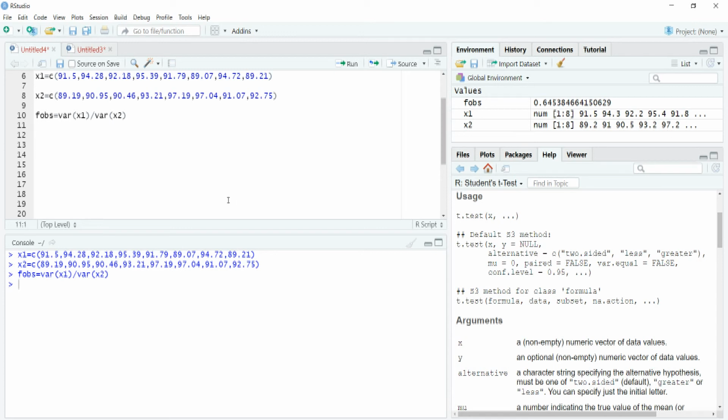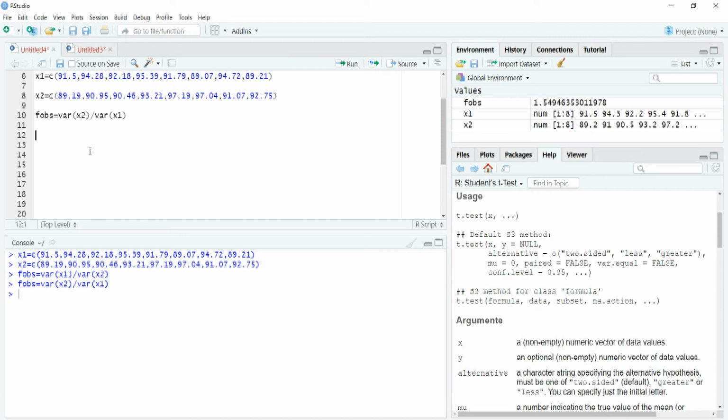So we are likely to change this. We want the F observed value to be greater than 1, so let's do it as the variance of x2 divided by the variance of x1. Now F observed is 1.5494. You can see it in the global environment here.